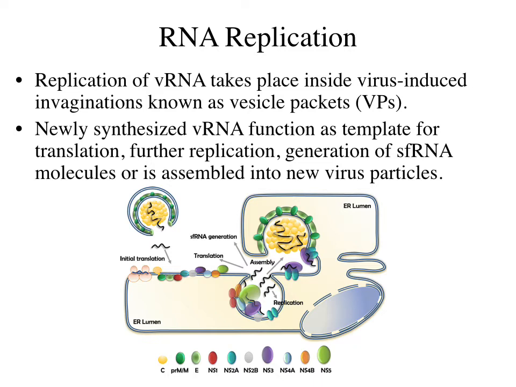The synthesis of RNA is asymmetric, generating more than 10 times as many plus strands as minus strands. The replication of the viral RNA takes place inside virus-induced invaginations known as vesicle packets, or VPs.